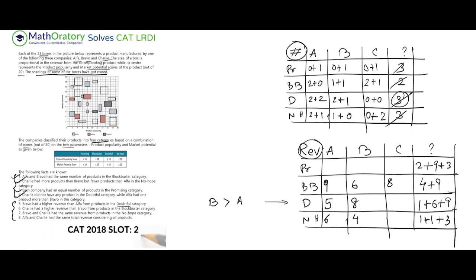Now, this is the reason why I made the 2 matrices in this way, because I know that in the doubtful category, there is 1 extra in Bravo and 2 extra in Alpha, right? But Bravo has to have more than Alpha. Check the current situation. Bravo has 8 revenue and Alpha has 5 revenue. Right.